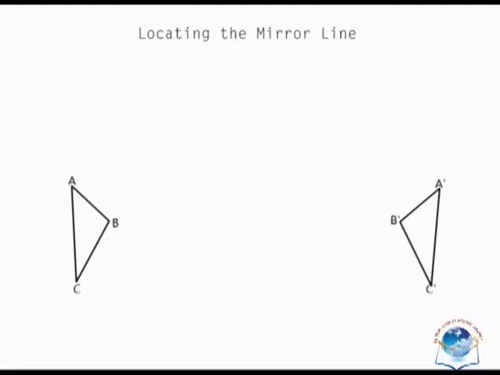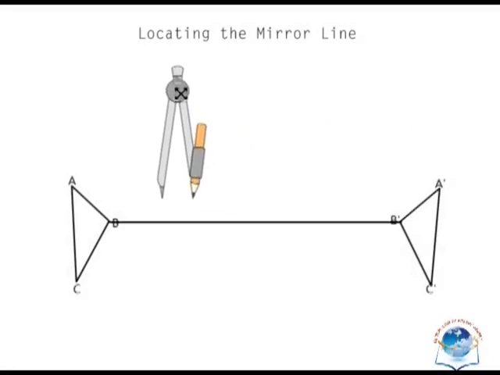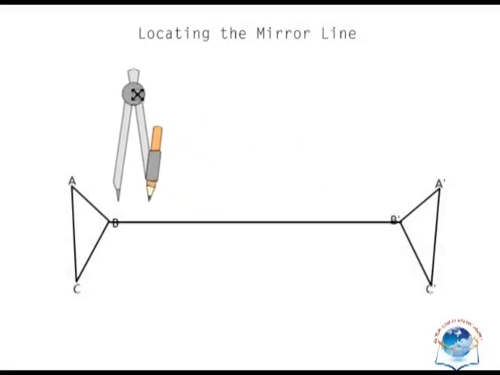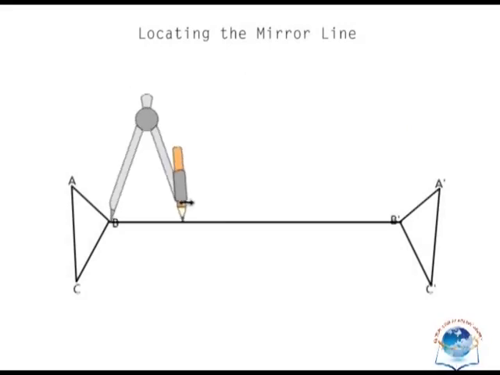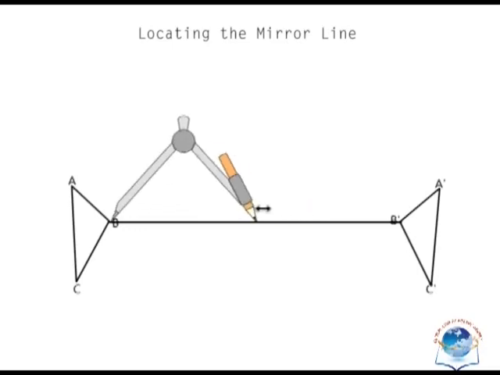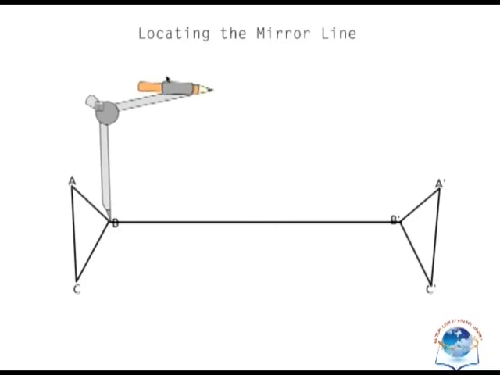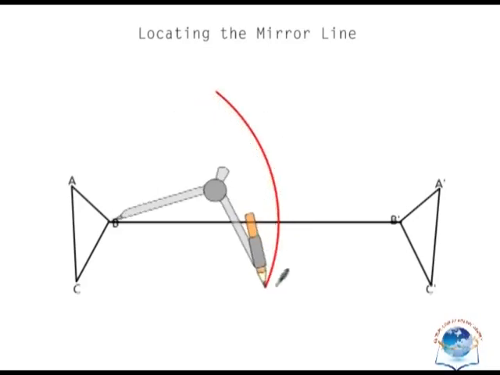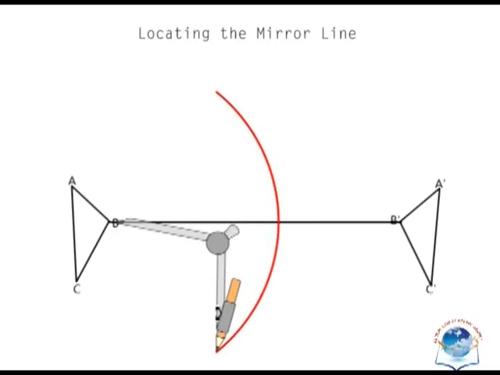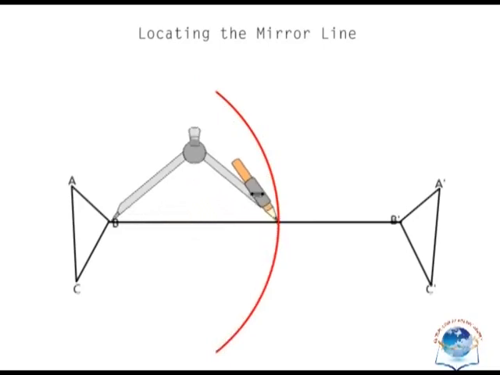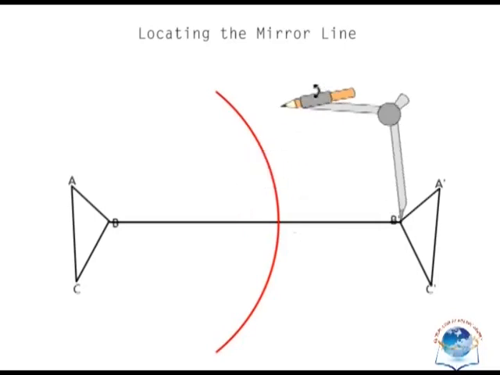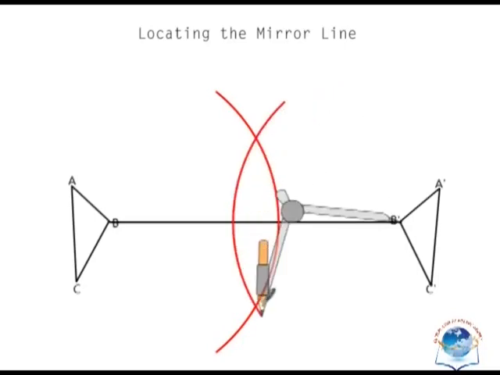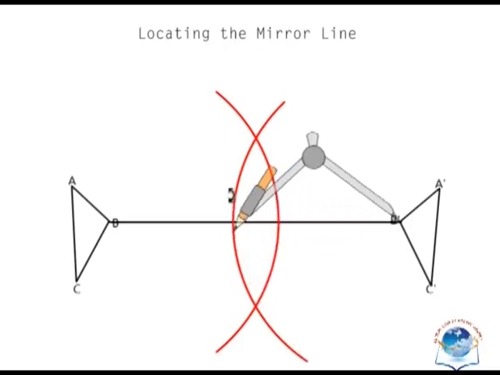So for these two triangles, we join B to B prime. And now we bisect this line. Open your compass to more than half the length of the line. Mark an arc from the top to the bottom to intersect the line. Now move the compass to the other point, maintaining the same radius, and again mark an arc from up to down. Now the two arcs have intersected.